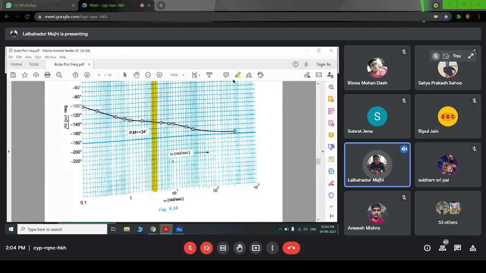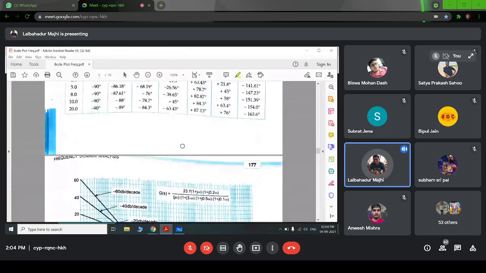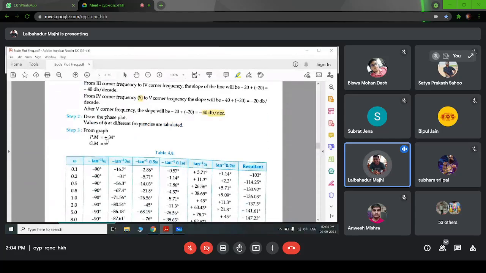So you can calculate this phase margin, it is plus 34 degrees. Similarly, the gain margin should be calculated at the phase crossover frequency. As our phase crossover frequency is infinite, our gain margin will become infinite, right? It may intersect at infinity, so the gain margin will be infinite. So we can say our system is stable, right? Because the phase crossover frequency is greater than the gain crossover frequency.